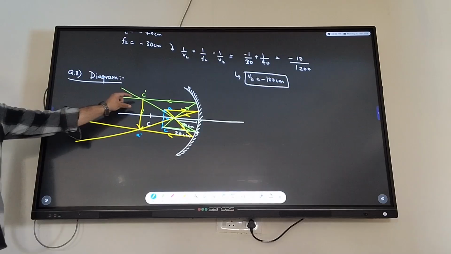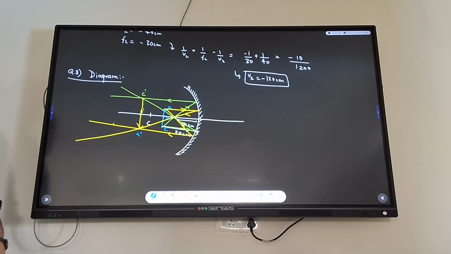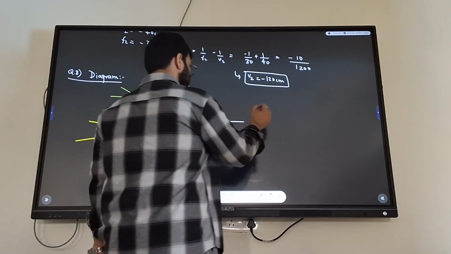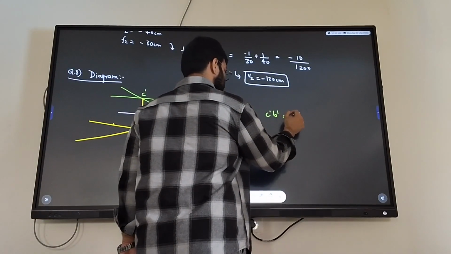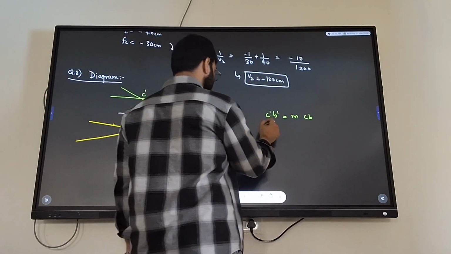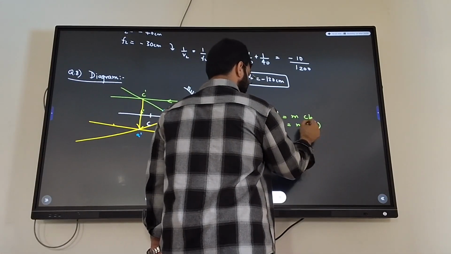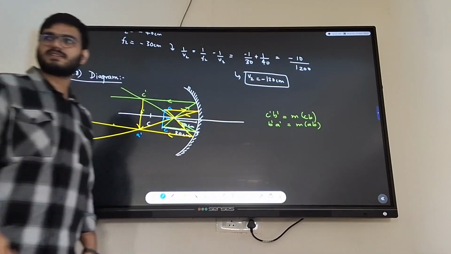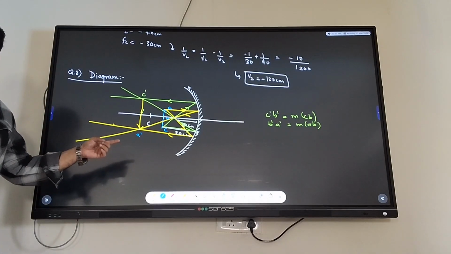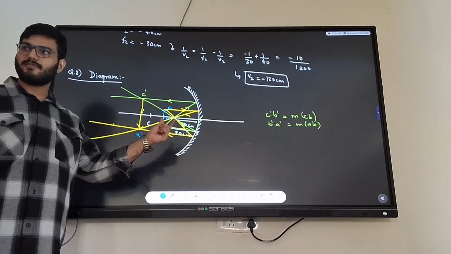How to find C prime B prime length and B prime A prime length? By magnification. So C prime B prime length should be equal to M times CB, yes or no? And B prime A prime length should be M times AB. How to find the magnification? Can somebody tell me how? Magnification formula is minus V by U. Do I know U? Yes. I need to find V.